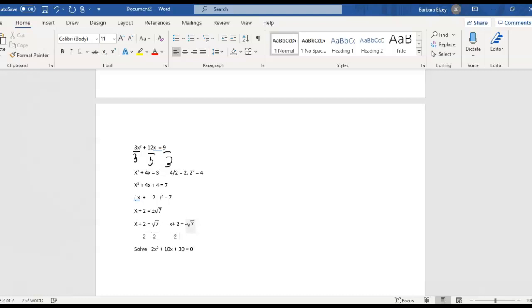Subtract 2. Subtract 2. Now once again, since we can't add something that doesn't have a radical with something that does, all we're going to do is say that x is negative 2 plus the square root of 7. And then our second solution is x is negative 2 minus the square root of 7. And we have it. Those will be the two answers that you put into My Open Math.